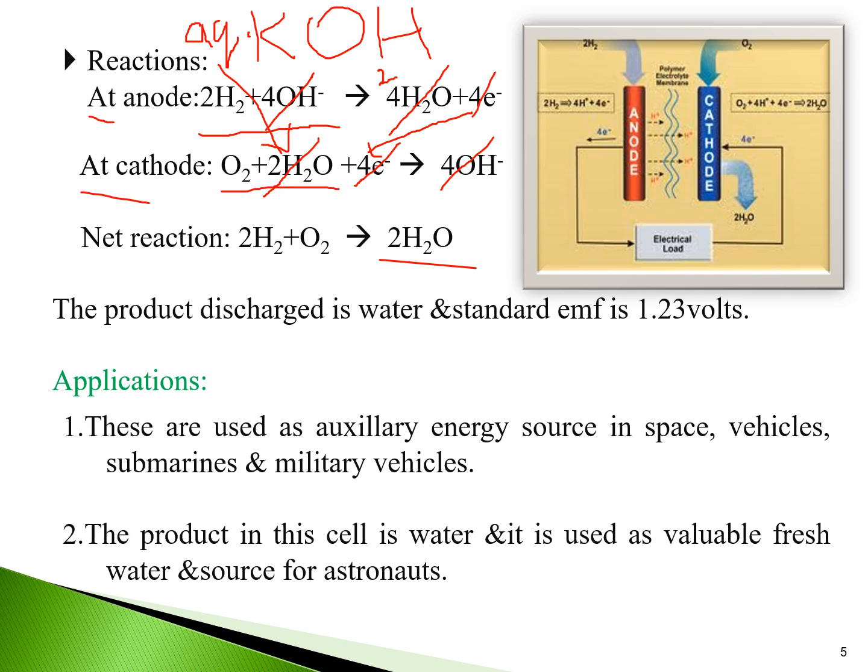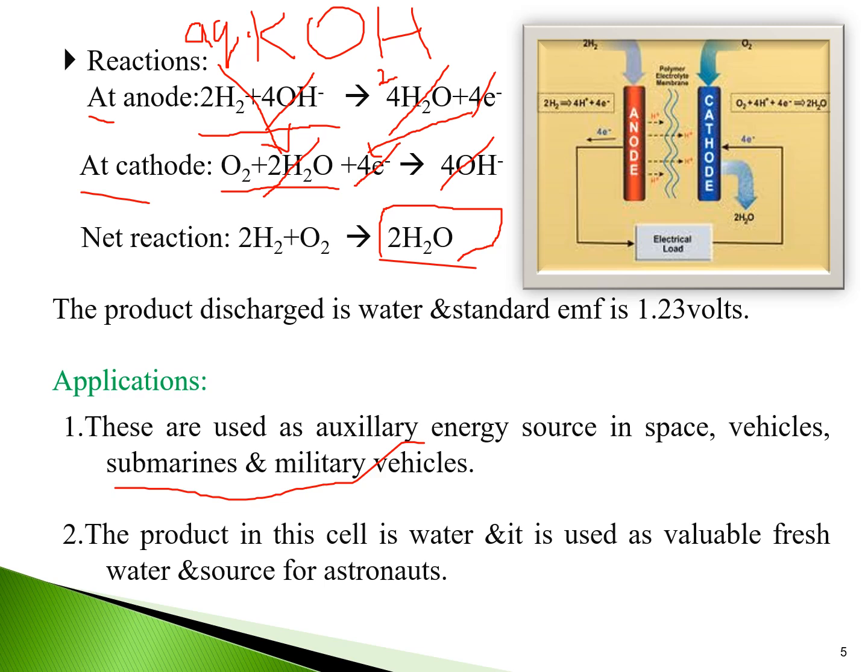So mainly we use this fuel cell in spaceships, vehicles, submarines and military vehicles, where it is easy for them to carry hydrogen and oxygen in the form of gases. And there we get only water, which is valuable fresh water, and it will be a source for astronauts also, because they can do two works. That is, they can produce electricity, and on the other hand, they can also use water as the byproduct.